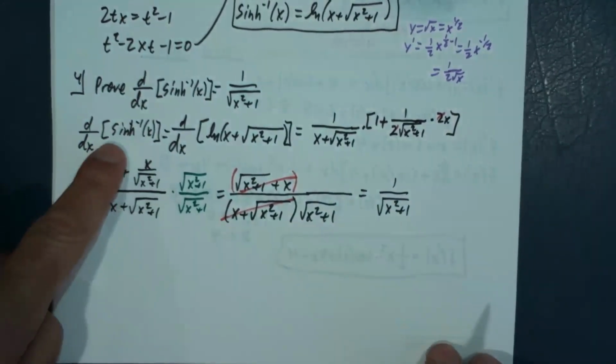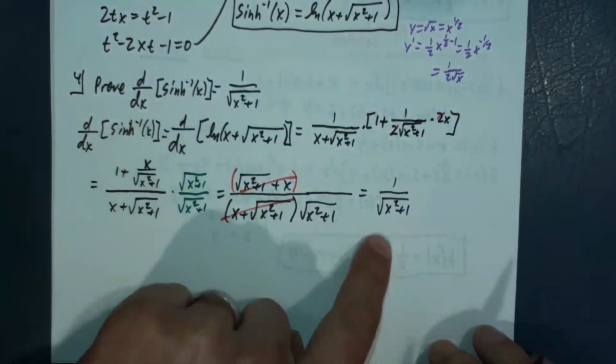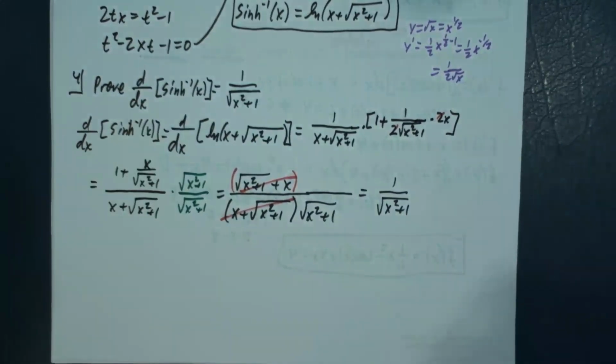And so the derivative of inverse hyperbolic sine is 1 over the square root of x squared plus 1.